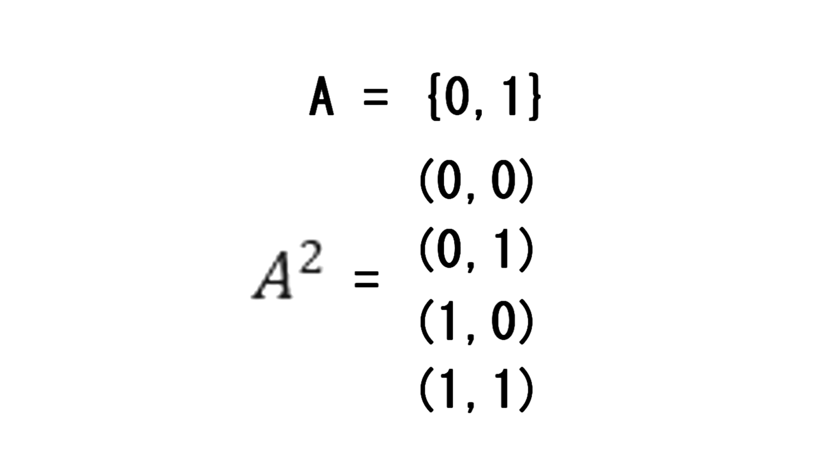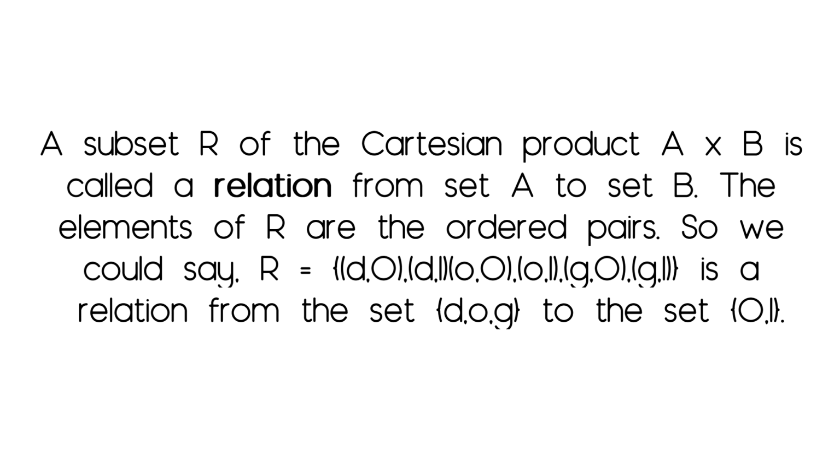A subset R of the Cartesian product A times B is called a relation from set A to set B. The elements of R are the ordered pairs. So we could say R, the set of all the ordered pairs, is a relation from the set {D, O, G} to the set {0, 1}.